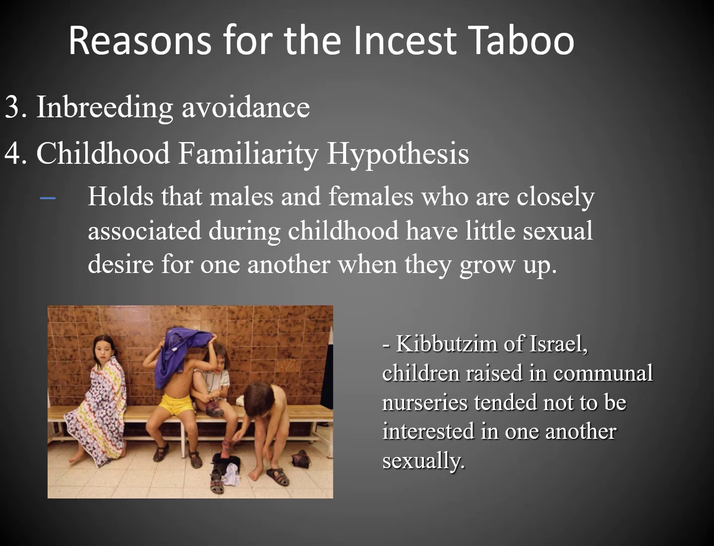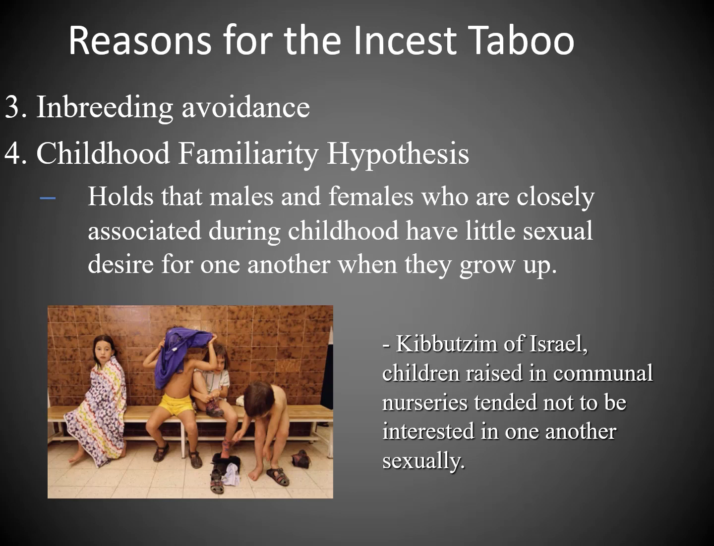And so the second reason that we'll talk about is the childhood familiarity hypothesis. So inbreeding avoidance reduces your genetic fitness, so don't mate with relatives. But how do you know who your relatives are? The childhood familiarity hypothesis says males and females that are closely associated during childhood, people that grow up together, that are raised together, have very little sexual desire for each other once they grow up.